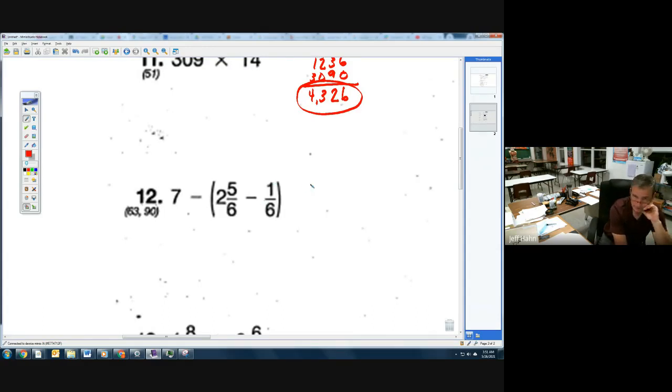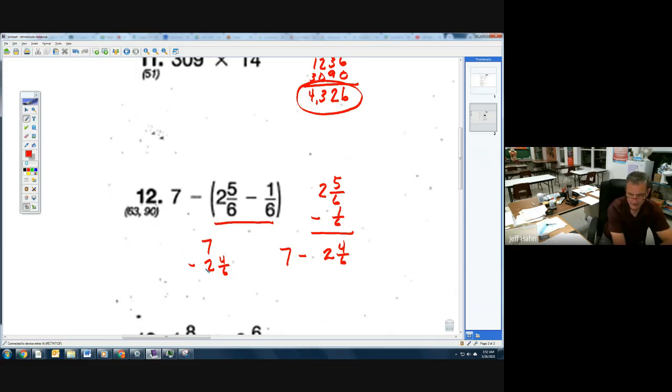Oh, look, you guys are getting into so much stuff here. Now we're subtracting some fractions here. Have to do the parentheses first. 2 and 5/6. You can write them up and down. Minus 1/6. They have common denominators. So 1/6 from 5/6 is 4/6. And I get 2 and 4/6. Now I have to take that away from 7. So it's 7 minus 2 and 4/6. You could reduce this, but it doesn't matter right now. We'll just reduce it at the end.